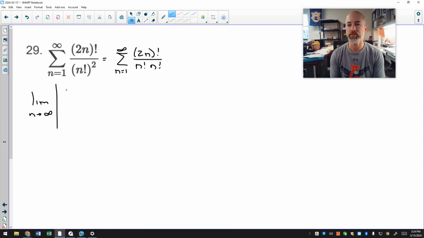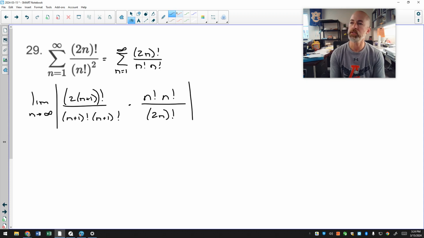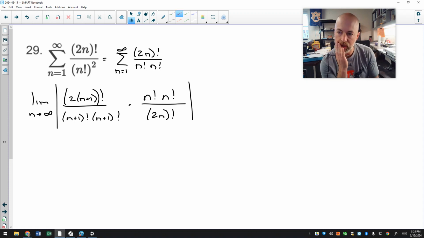So the n plus first term, that's going to be 2 times n plus 1 factorial. That's an interesting one. Over, and then I have n plus 1 factorial times n plus 1 factorial, and then times the reciprocal of the original, which would be n factorial over 2n factorial. And we need to see what's going to divide away on this one.